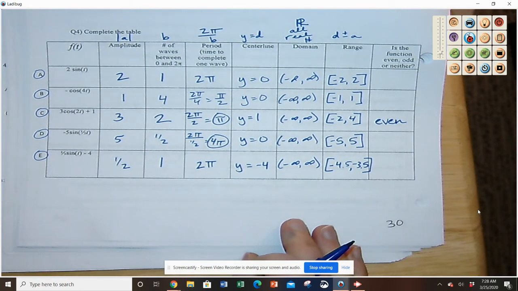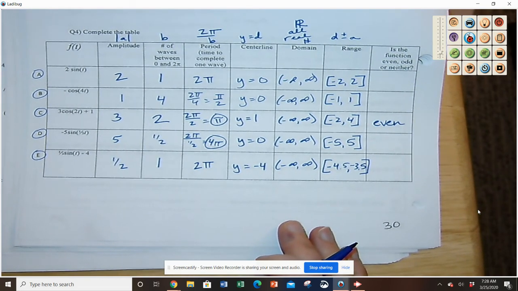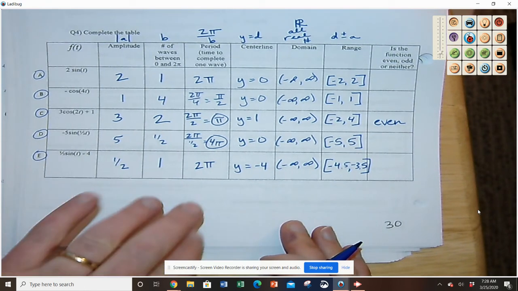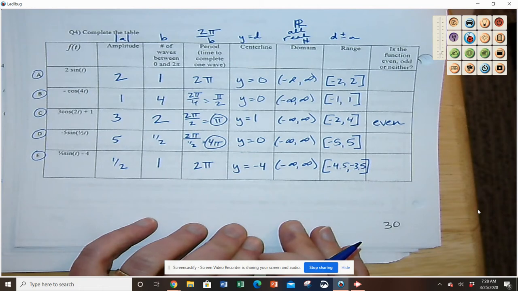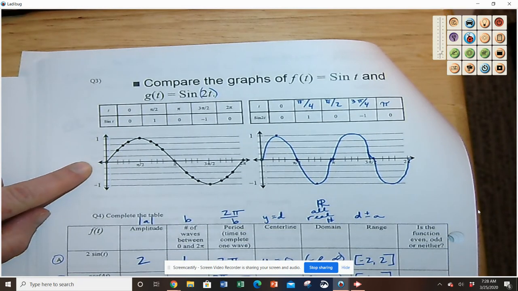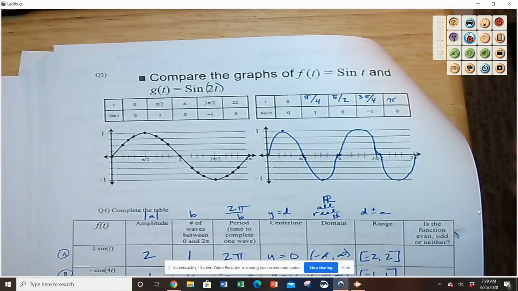Okay, so now is the function even, odd, or neither? So for letter A, you have the parent sine function. The parent sine function is odd. It's just got a vertical stretch that will not affect the fact that it's odd. And you basically have this example right here at the top to kind of show that. All that's happened is it's stretched out. So this one is still odd.